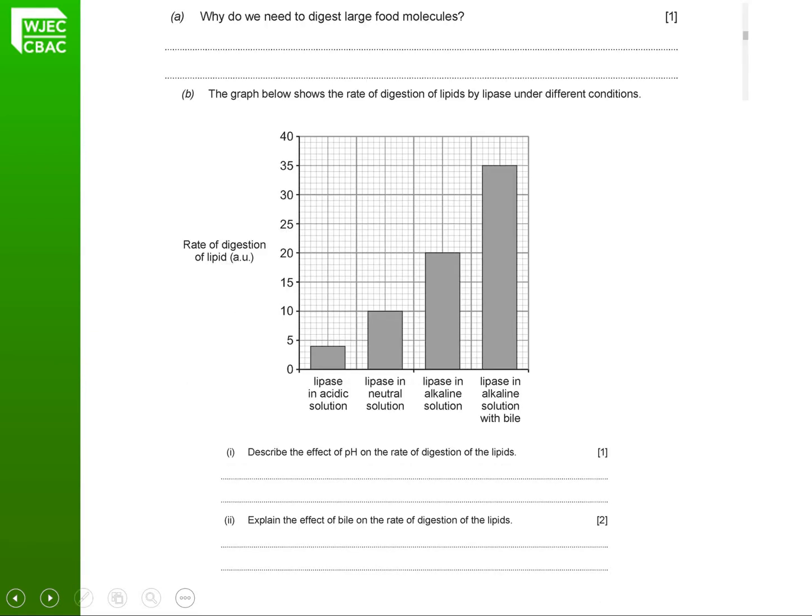Question 3. Again, you've got some data there in a graph that you need to have a look at and think about what is happening.